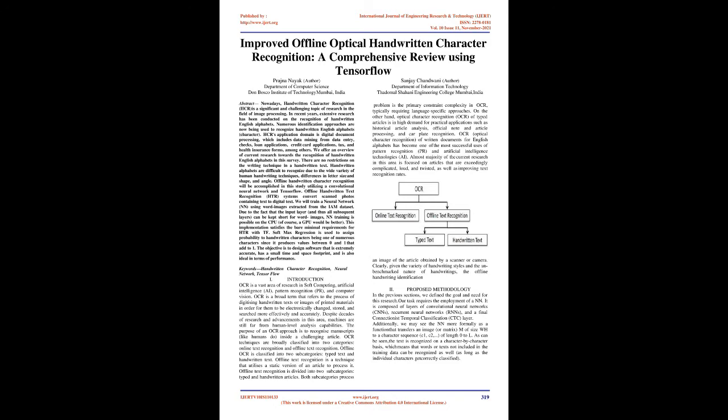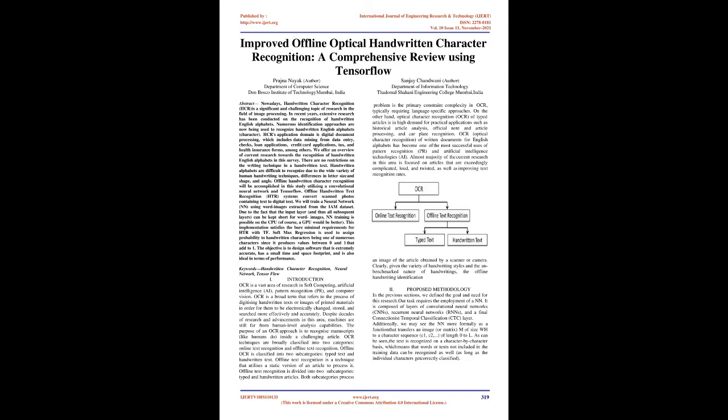There are no restrictions on the writing technique in a handwritten text. Handwritten alphabets are difficult to recognize due to the wide variety of human handwriting techniques, differences in letter size and shape, and angle. Offline handwritten character recognition will be accomplished in this study utilizing a convolutional neural network and TensorFlow.